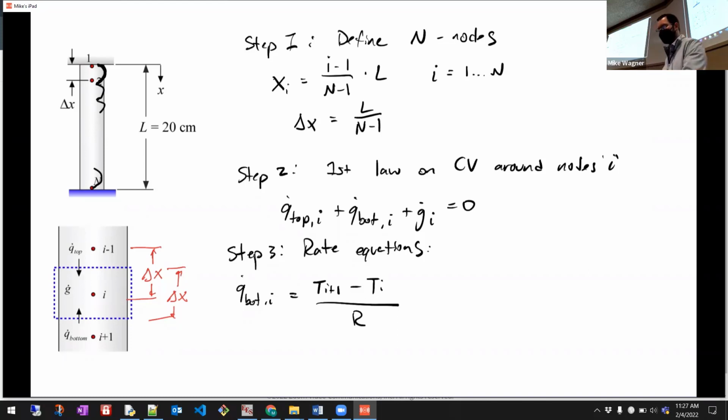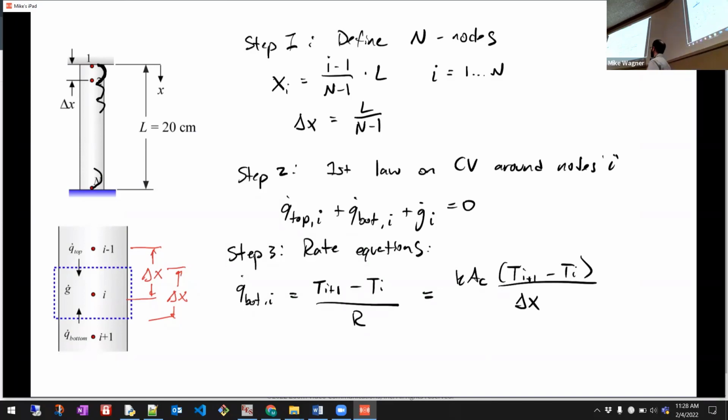And then what is this resistance here? Well, the resistance is just the distance that we have to travel, which is delta X, divided by conductivity K times the cross-sectional area available for heat flow. So if we just write it out and substitute in R, it ends up being K AC times T I plus 1 minus Ti divided by delta X. Delta X is our distance that we have to conduct. Okay, so that's for the bottom.